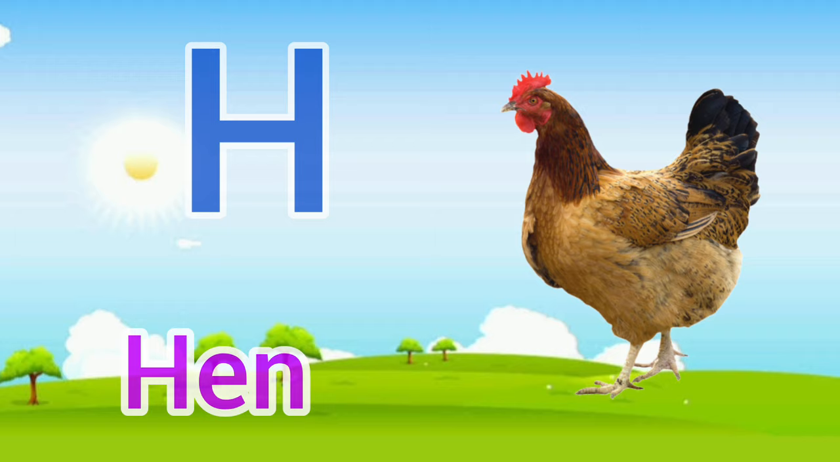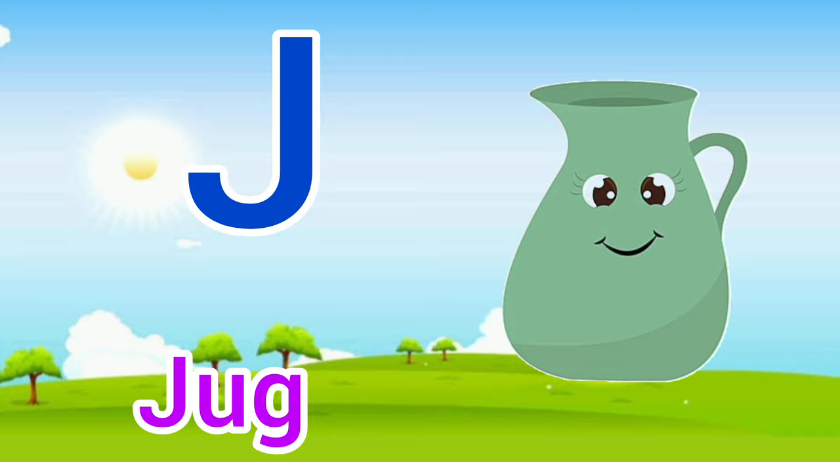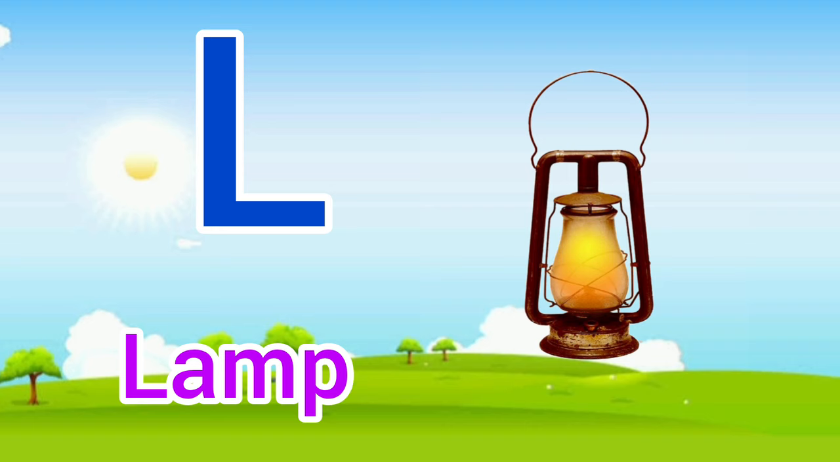I for ice cream. Ice cream means ice cream. J for jug. Jug means jug. K for kingfisher. Kingfisher means nilkanth. L for lamp. Lamp means lantern.